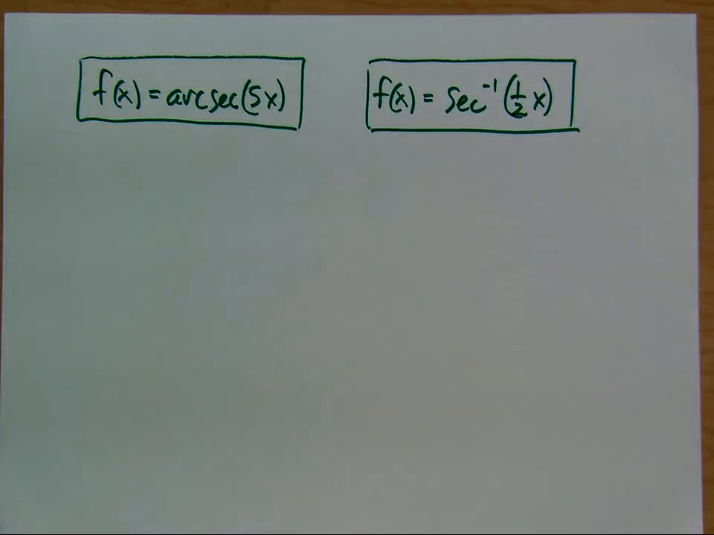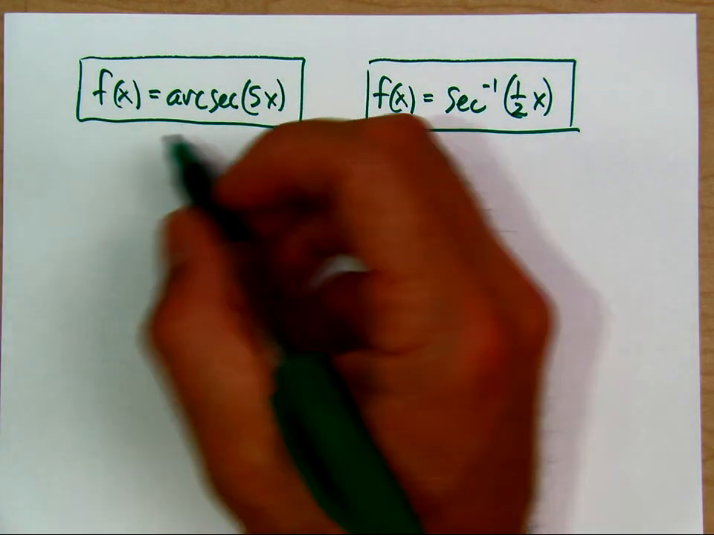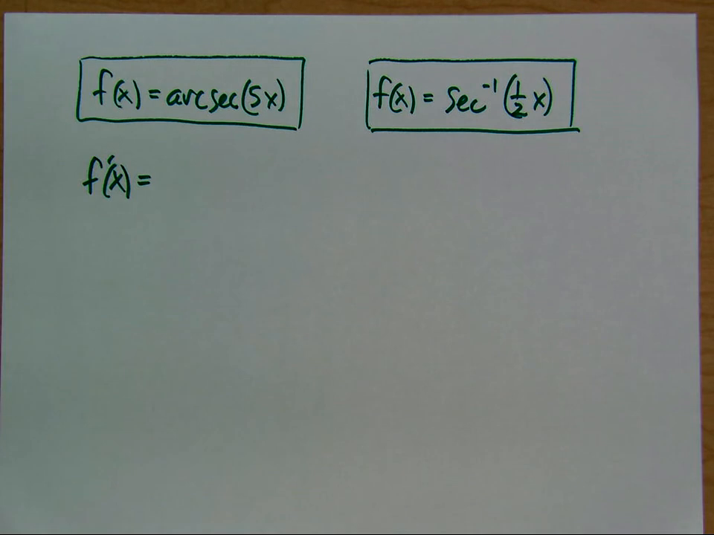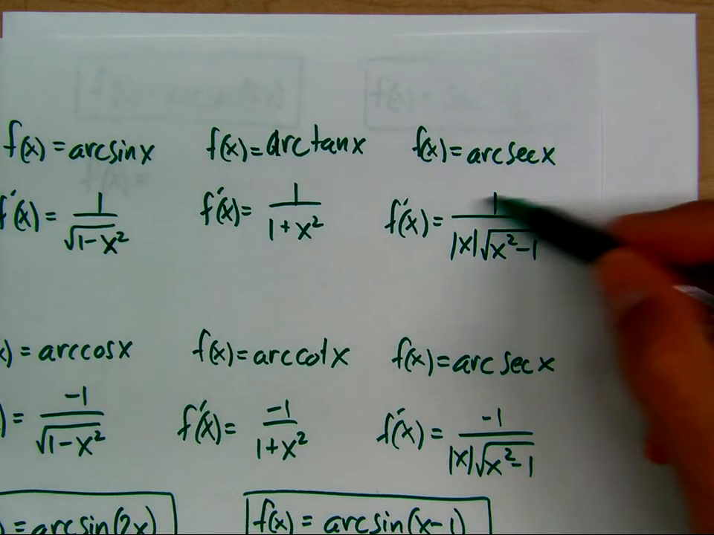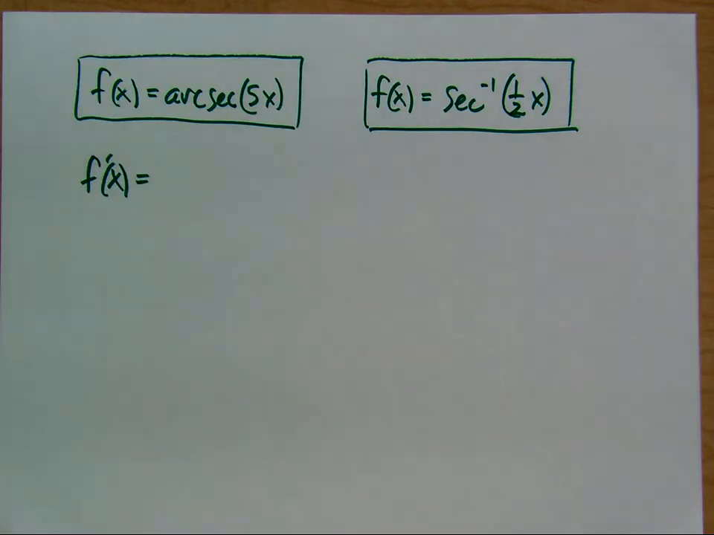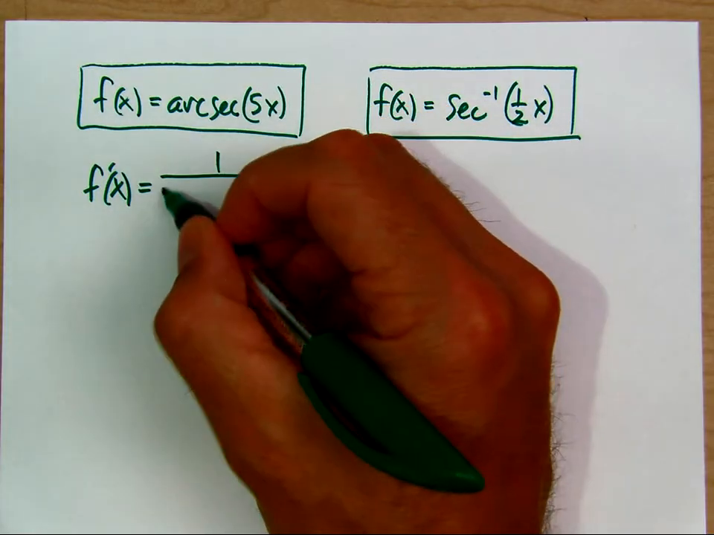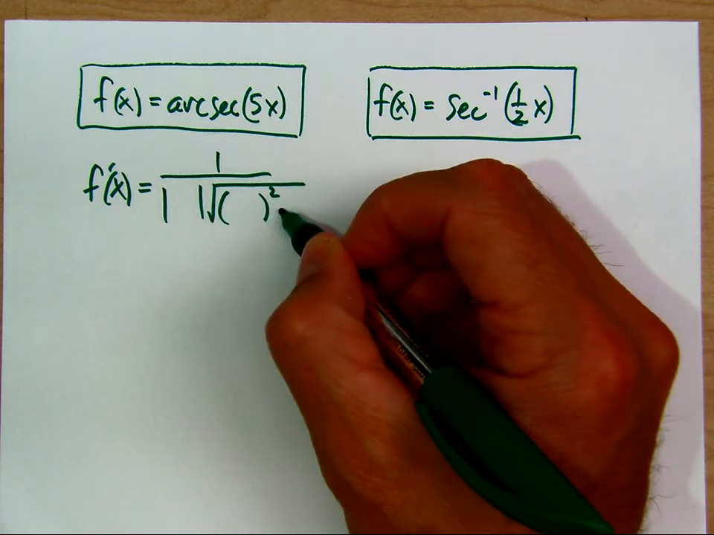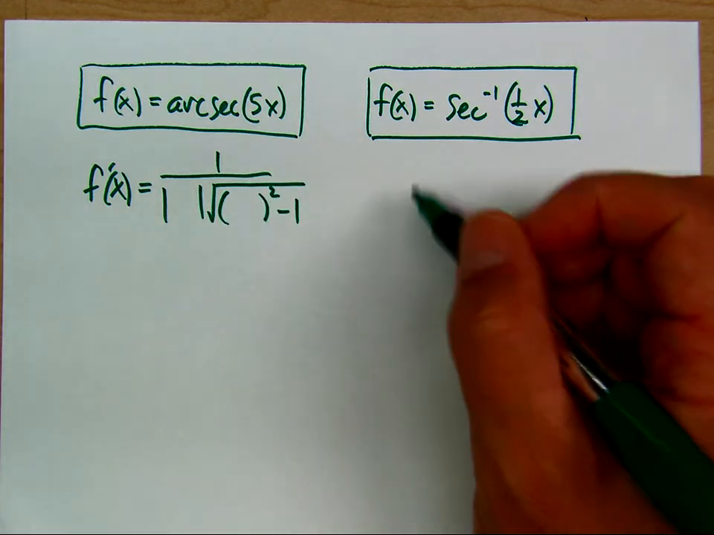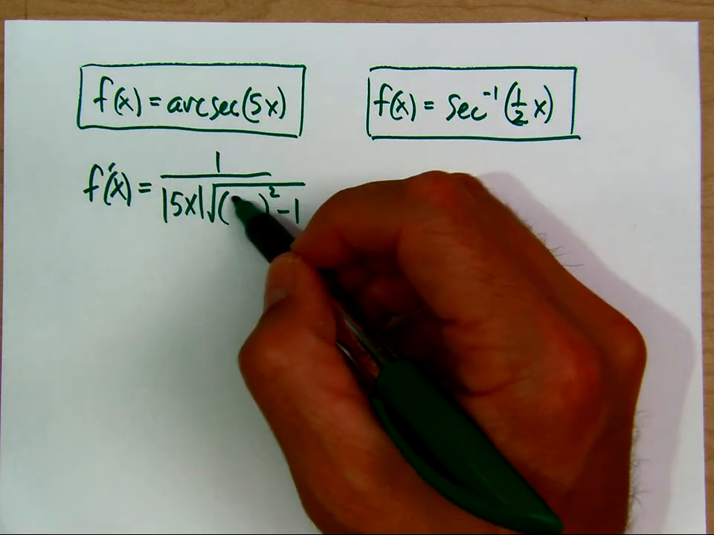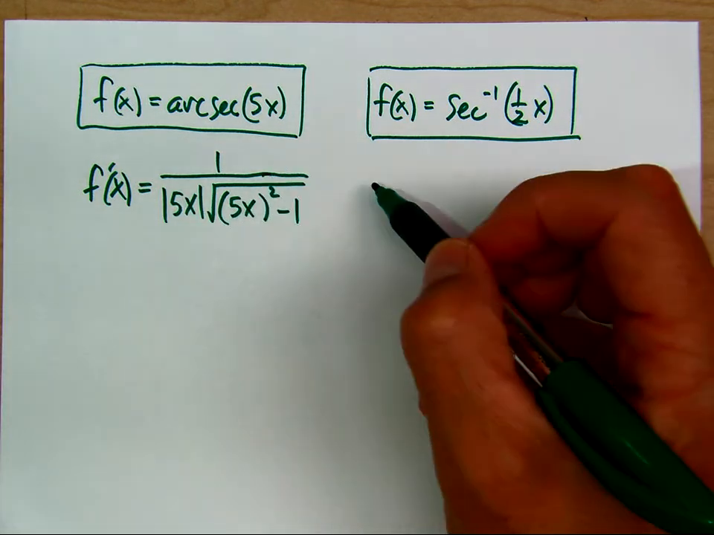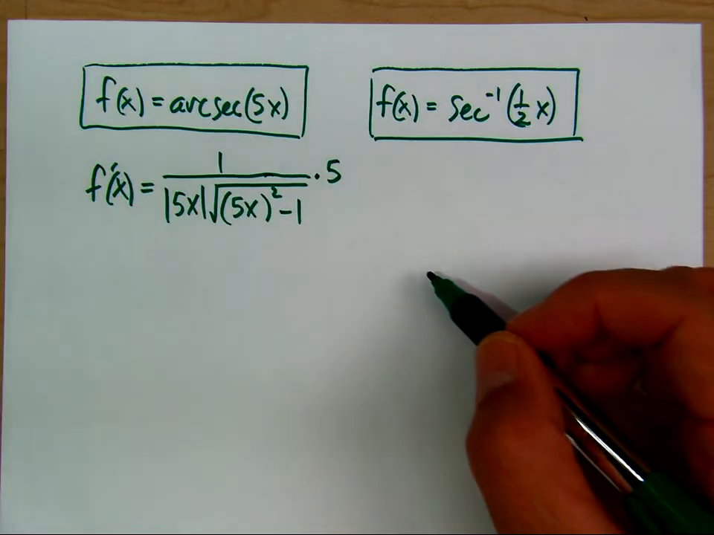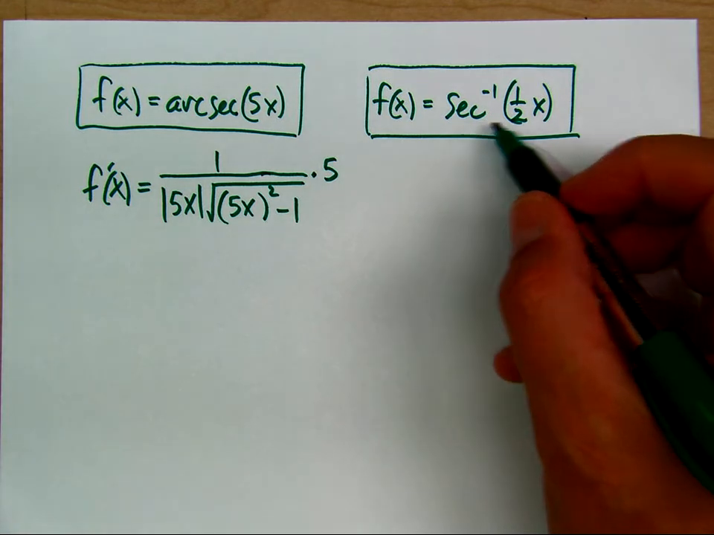So arcsecant, we just have to use the formula for the derivative, and here we have the formula. So we just have to memorize that. 1 over the absolute value of the argument times the square root of the argument squared minus 1. And the argument is 5x, so we have 5x, 5x. This is the derivative of the outside, leaving the inside the same. We have to do the chain rule, so we get a times 5. Pause the video and try that one.